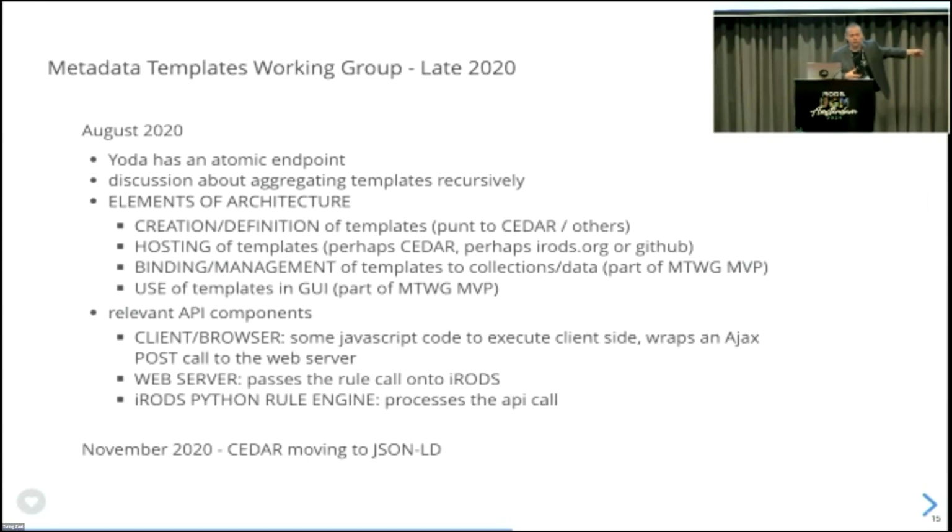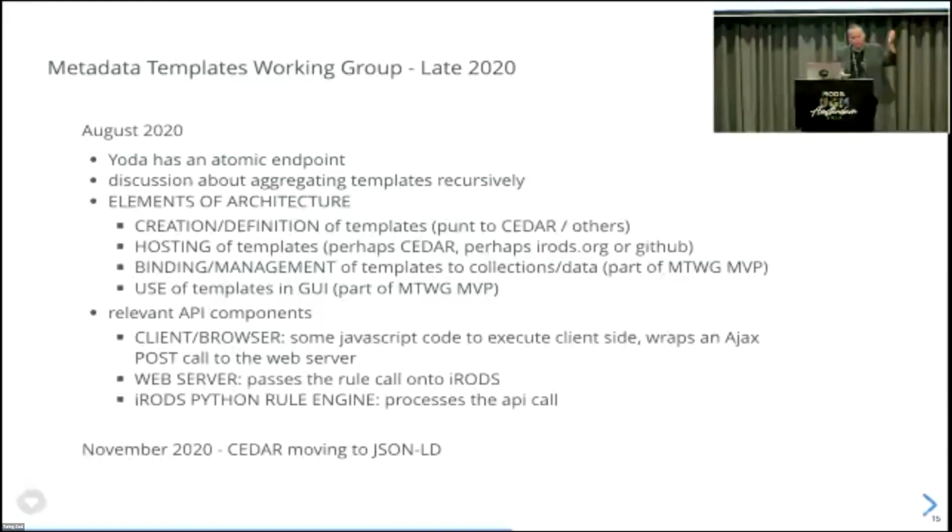And this is in addition to our other job, right? This is just ongoing, every time. So late 2020, Yoda used the atomic endpoint. Look at that. We talked about aggregating templates recursively. Oh, no, we were already aggregating on one. That was hard enough. Now we're going to go all the way to the root of the tree. How's that going to work?